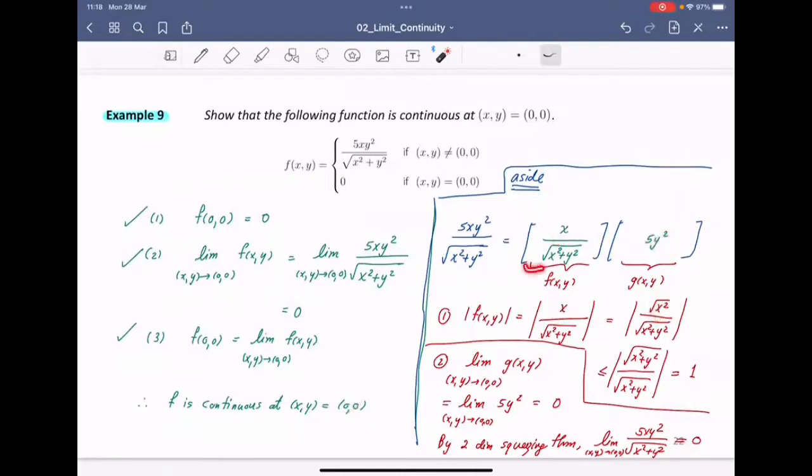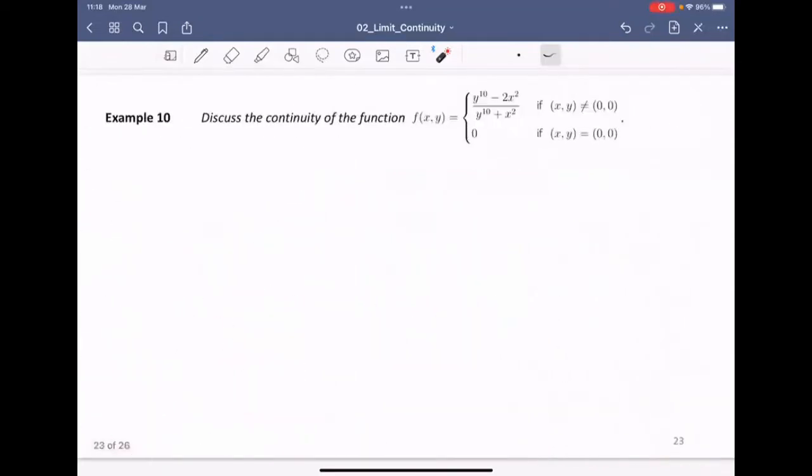This squeezing theorem gives you more room to get different solutions. So you don't have to get the same solution as your friend or me. You can pick different ways. Fine. Okay, let's do example 10. Discuss the continuity of the function f(x,y) equal to this thing.